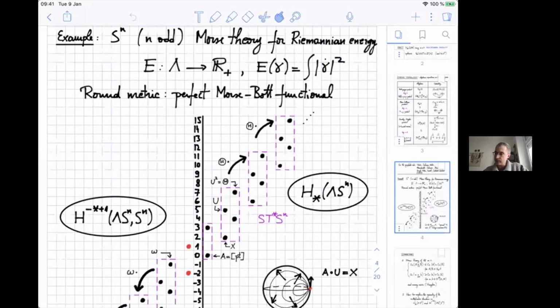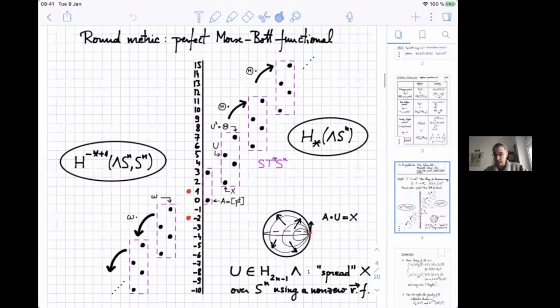So again, I consider a sphere that's odd dimensional, and maybe one of the most pleasant ways to capture and understand the topology of free loops is by looking at the Morse theory of the energy functional, which is given by the integral over 0, 1 of the norm squared of the derivative of the loop. So again, I look at the round metric. In that case, it so turns out that the energy functional on the space of free loops is a perfect Morse-Bott functional.